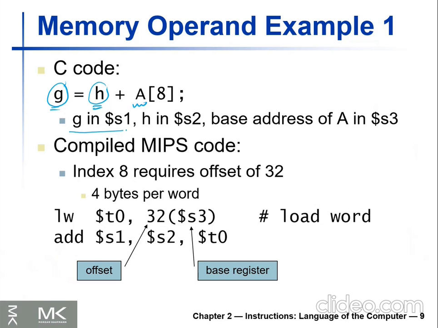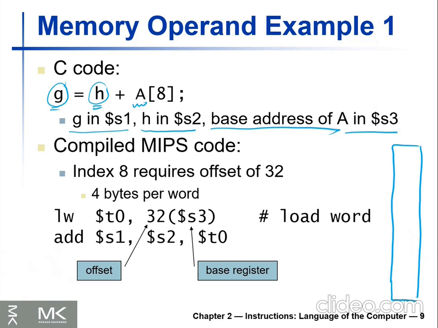Let's assume the value G is in register S1. The value of H is in register S2. And the base address of A is in register S3. What does that mean? So let's assume that A has 10 values. Okay, so you have 10 elements in that array. Each element is 4 bytes.